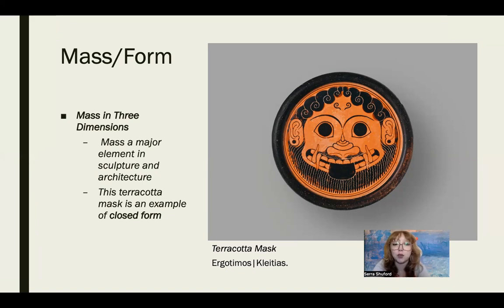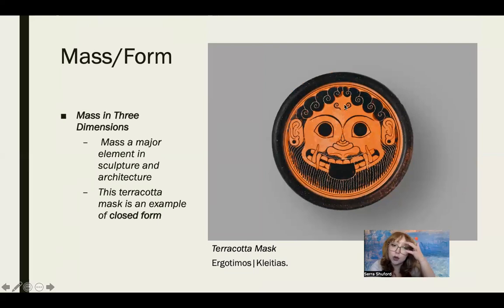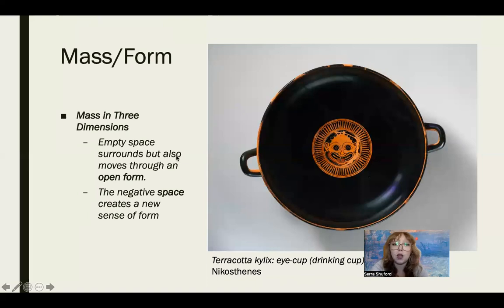We have two types of form that we see. We have closed form, and this terracotta mask is an example of closed form because there's no negative space that occurs other than the space that is around the shape in the form. Whereas open form is when empty space surrounds the piece but also moves through it, or the negative space of the open form creates a new sense of form. So this is an example of open form because we have those little places with the handles where negative space passes through the positive space.